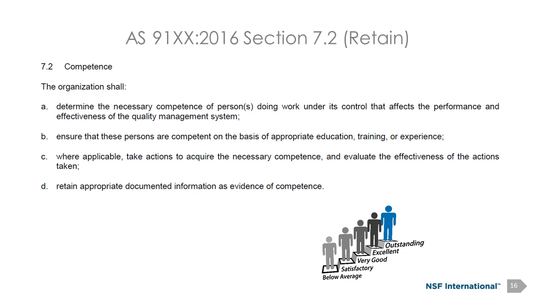Under 7.2, the competence piece, it says we need to retain appropriate documented information as evidence of competence. Now, as we know, competence is not training. Training is a component of competence, but competence is made up of education, skills, experience, and training. So this is saying we've determined through the job description or otherwise that this person needs this skill set in order to be successful. We have records to show that they've met that skill set, and where there were shortcomings, we've provided some additional training associated with bringing them up to the required competency level. And our retained documented information in this section is going to demonstrate that.